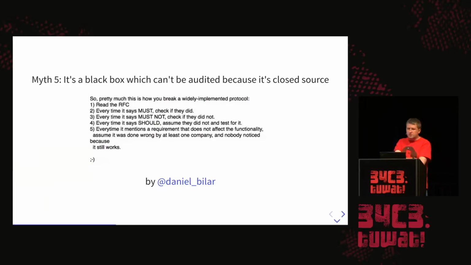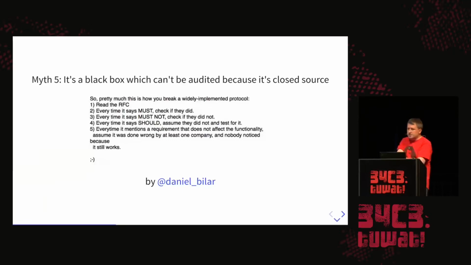So for example, there is a tweet from Daniel Bilar on Twitter, and he quotes his friend who says, it was the follow-up to the crack attack, which was basically a bug in the implementation of the specification. And he says, whenever you have a specification, how do you break it? Read the specification RFC. Every time it says must, check that they really did this. Every time it says must not, check that they did not. Every time it says should, assume that they did not do it and test for it. Every time it mentions a requirement that does not affect functionality, assume it was done wrongly by at least one company and nobody noticed because it still works.